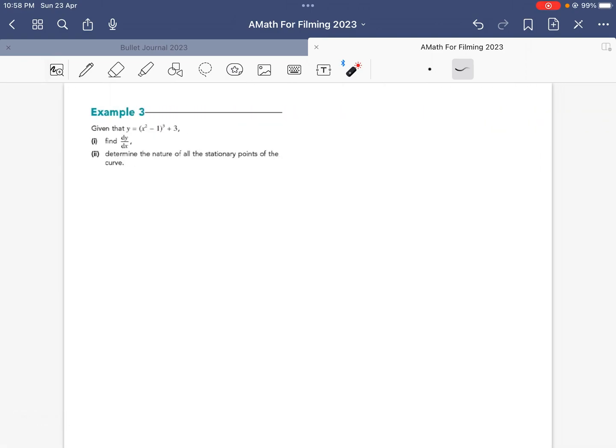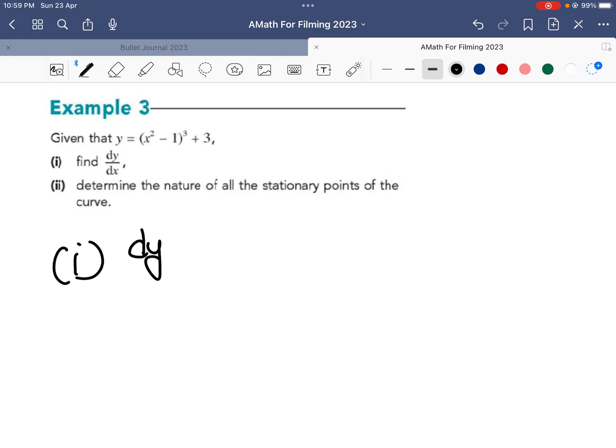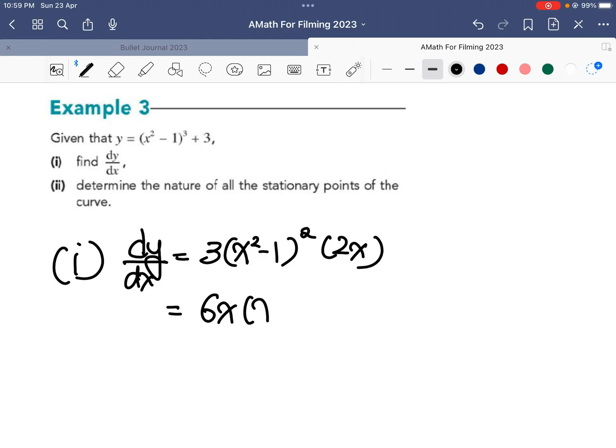Now, this is the final example for this part 1. Then I will stop this video, so that the next video will talk about the second derivative test. So first and foremost, once again, rinse and repeat, we will try to find the value of dy dx. In example 3, applying the chain rule, we get 3 times (x squared minus 1) squared, and I differentiate what's in the bracket, which is 2x. If I simplify this, I get 6x times (x squared minus 1) squared.